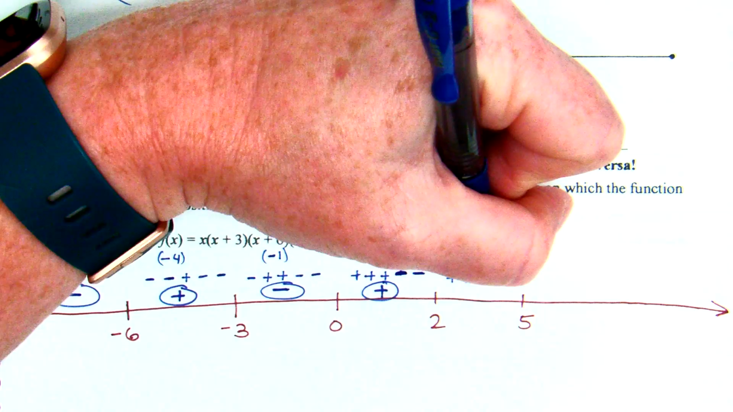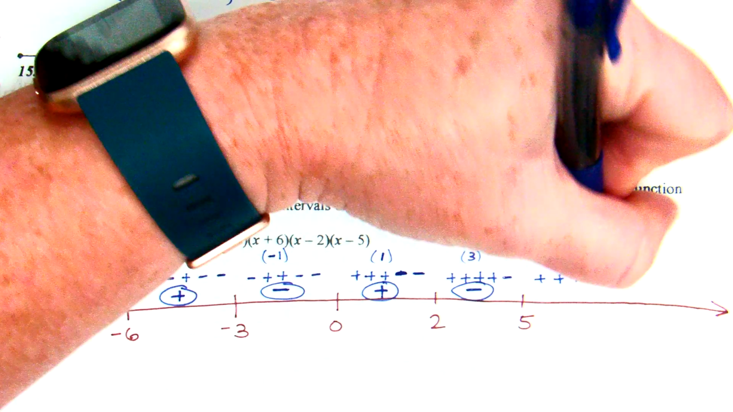You can take a guess on the next one. Negative. No. Mr. Difficult back there. 6. Okay, if we pick 6, positive, positive, positive, positive, positive. I guess I should have said take an educated guess.